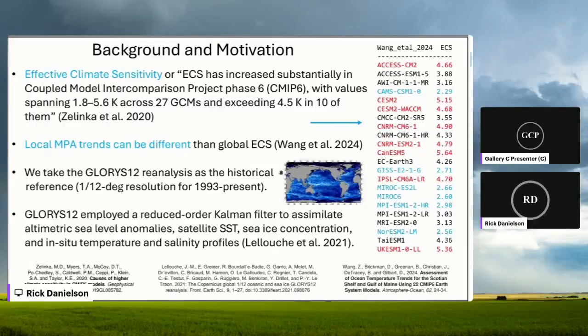And again, we're taking GLORYS12, which is a 1/12-degree resolution, so it's nominally eddy permitting or resolving, for the altimetric period, where the assimilation was done with the reduced observations.